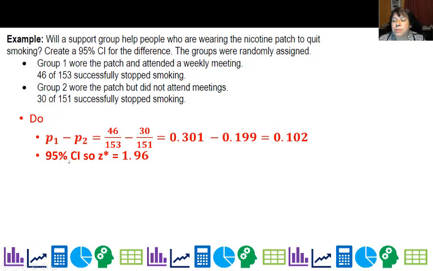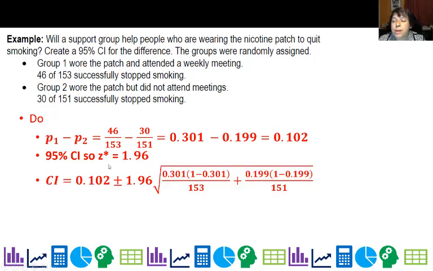Now I'm doing a 95% confidence interval, so the critical value is going to be 1.96. And to calculate the interval, it's the point estimate plus or minus your critical value. And then you have this ugly standard deviation because we have the difference of two proportions. Just make sure you have each proportion corresponding to its sample size. So I have 0.301 and 153 here. I have 0.199 and 151 there. After I run that through, I get these values for the confidence interval.